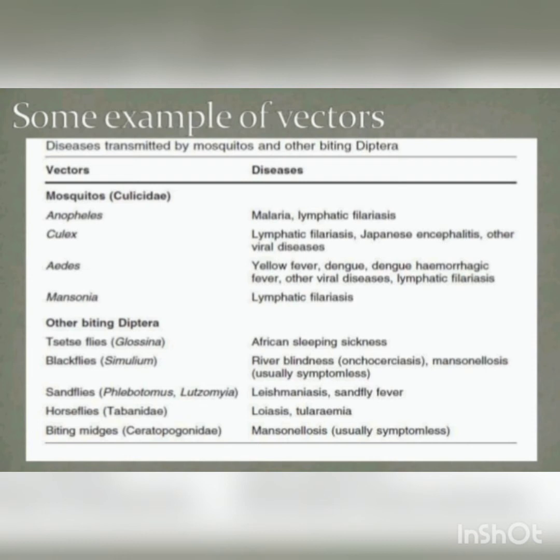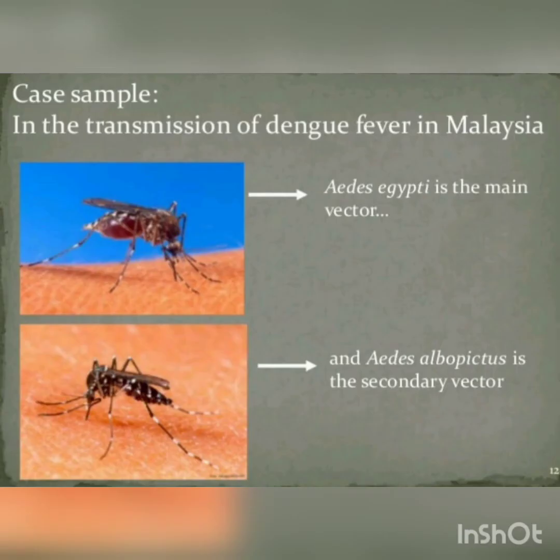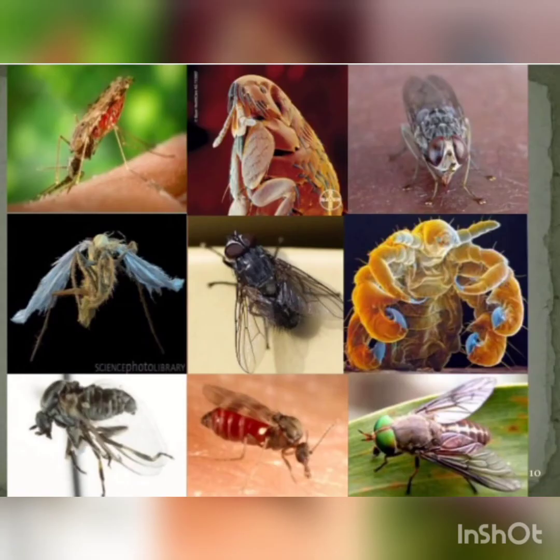Vectors are mentioned, and this is caused by pathogens which are carried by some of the vectors. They are given examples in this table. So let us see that mosquitoes, Anopheles mosquito, it causes malaria and lymphatic filariasis. Culex, a mosquito, it causes lymphatic filariasis, Japanese encephalitis, and other viral diseases.